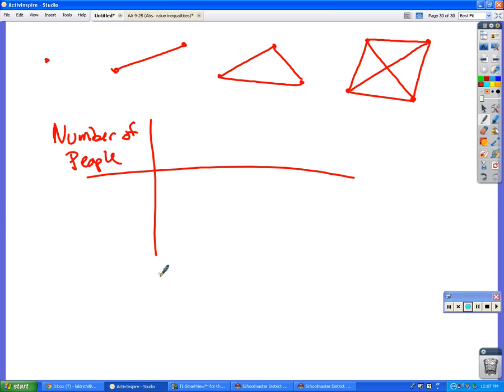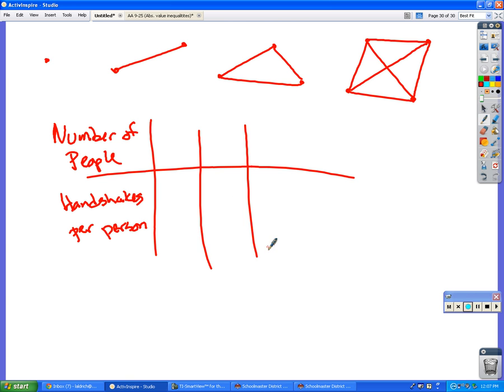And then we're going to change this and say segments. Well, let's change that. Let's stick with the handshake. Handshakes per person. Okay, so we're going to break this down a little bit farther here. I guess I didn't need to put the 1 dot there.